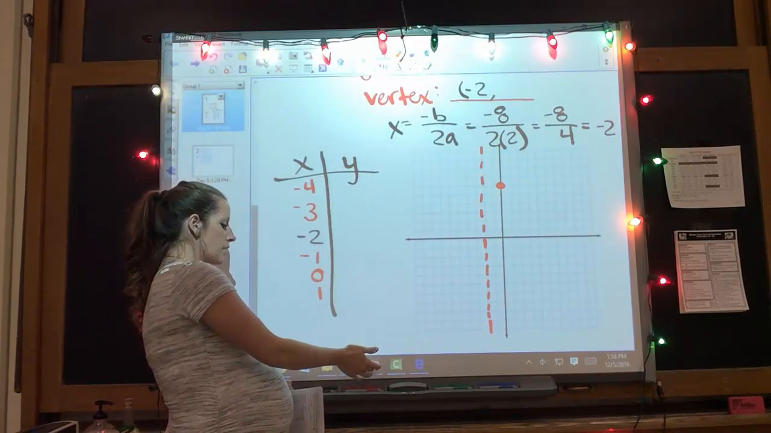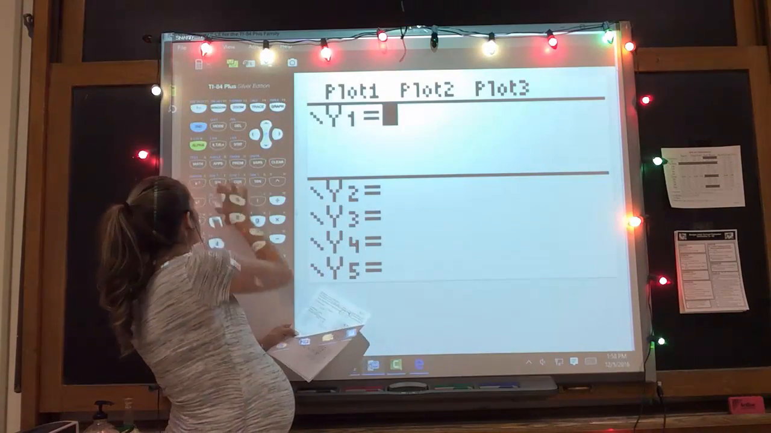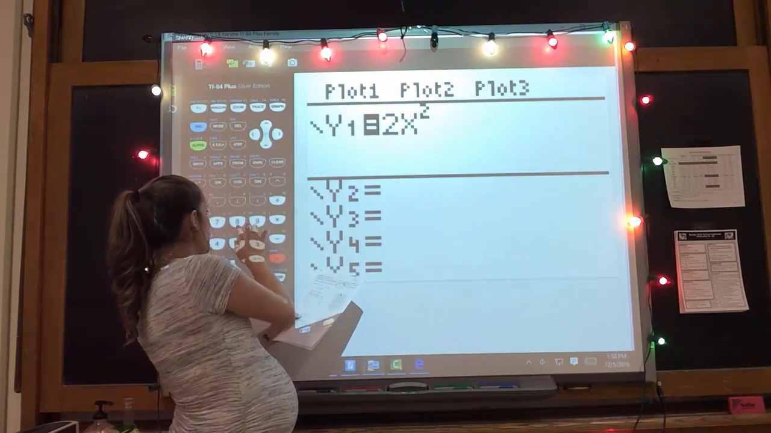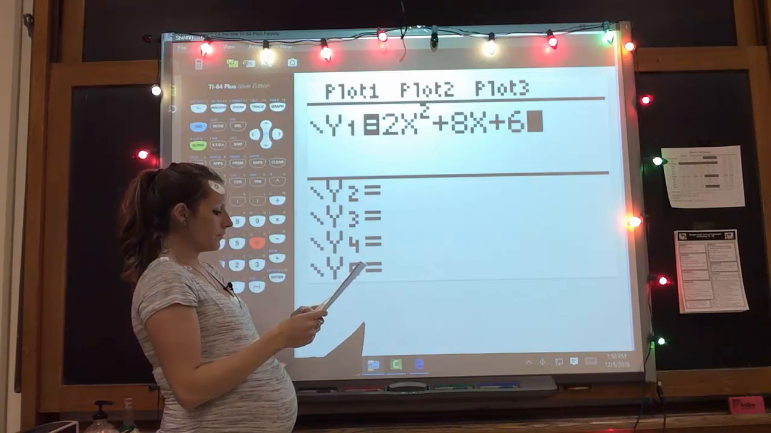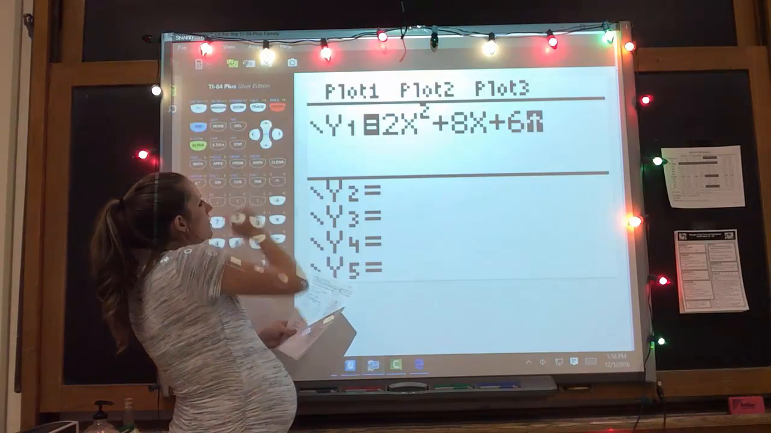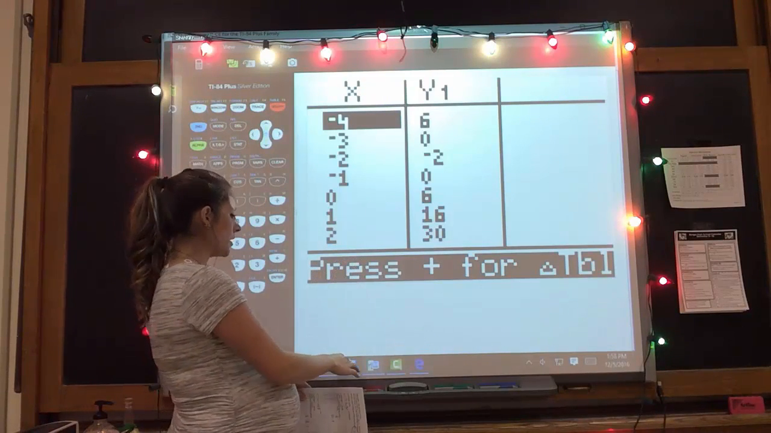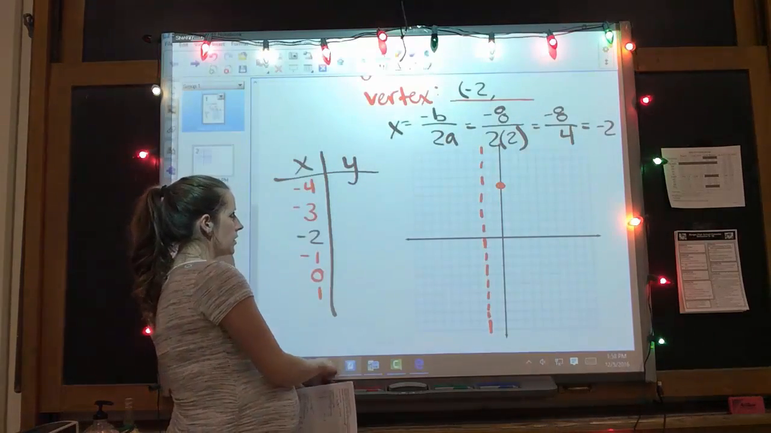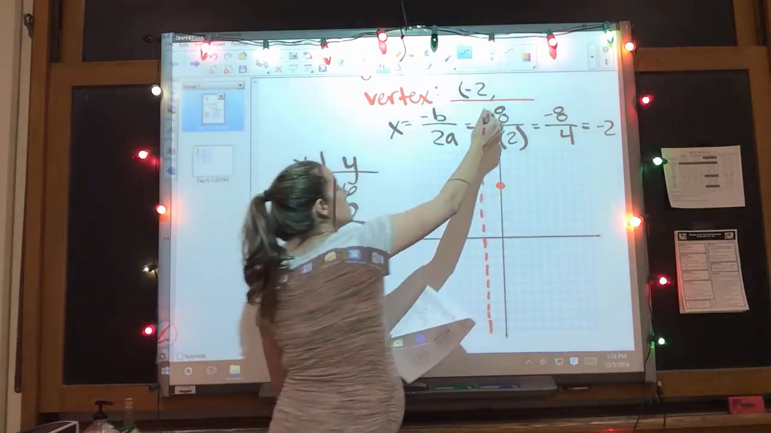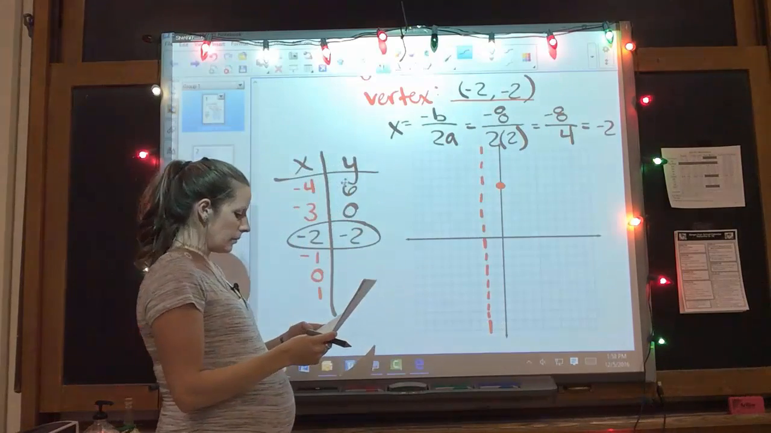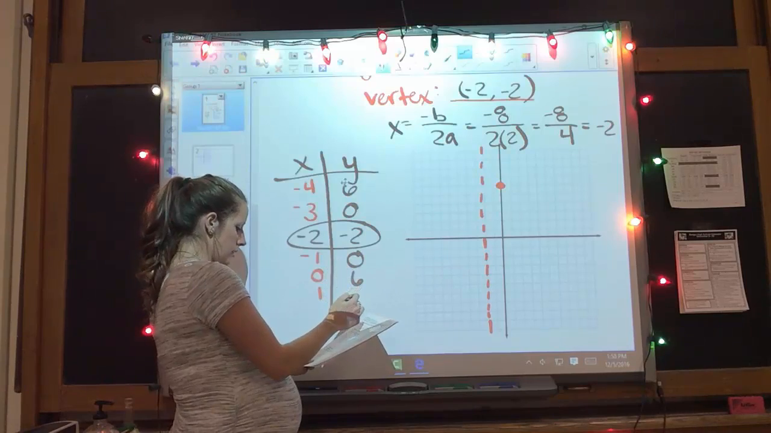Okay, so go to y equals, put in your equation. We have 2x squared plus 8x plus 6. Okay, we're going to go to our table and find some points around the vertex. Okay, so we have negative 4, 6, negative 3, 0, negative 2, negative 2, which is our vertex. Negative 1, 0, 0, 6, and 1, 16.